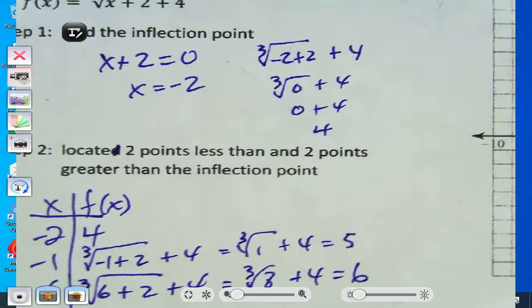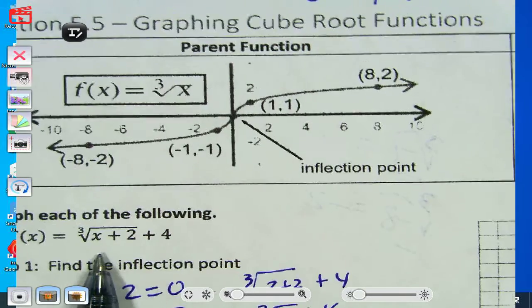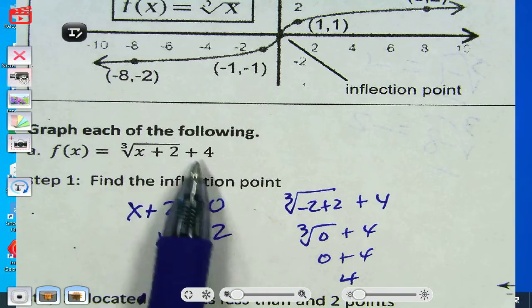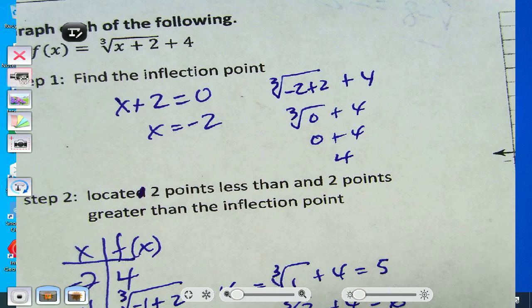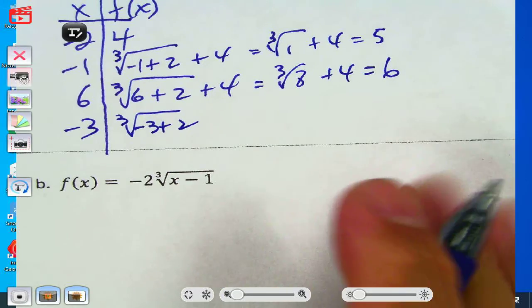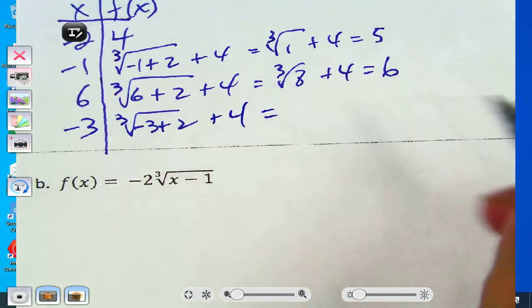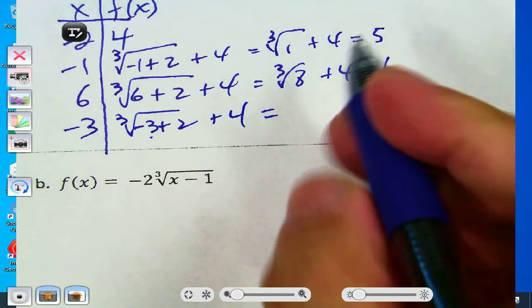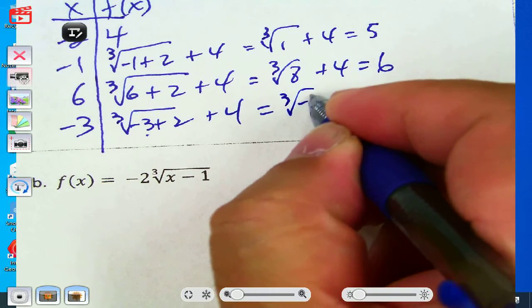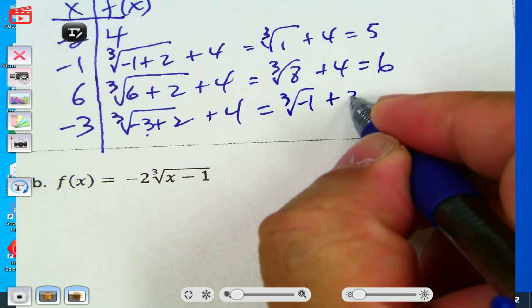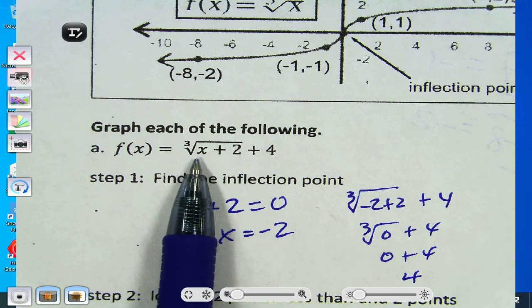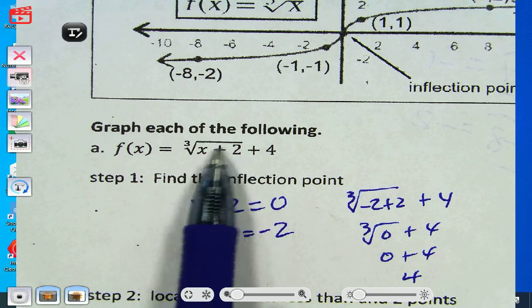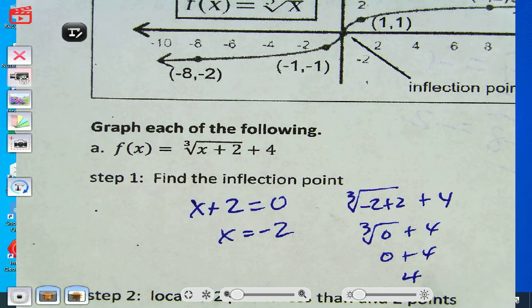So now the question is, what do I plug into x to get a negative 1 out of that? Negative 3. So cube root of negative 3 plus 2 plus 4 equals, so remember, negative 3 plus 2 is negative 1. That's why we chose negative 3. How'd you get negative 3? So we wanted x plus 2 to equal negative 1.